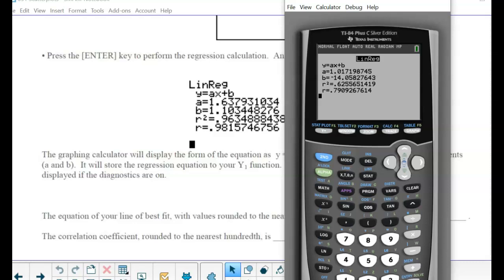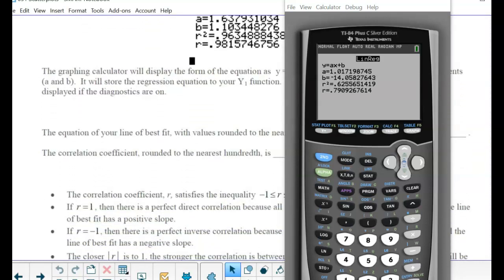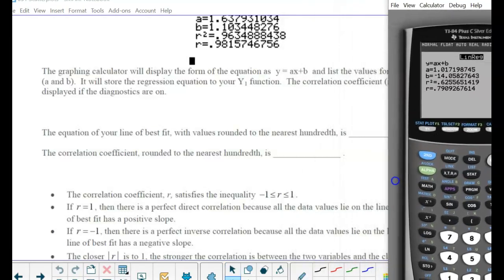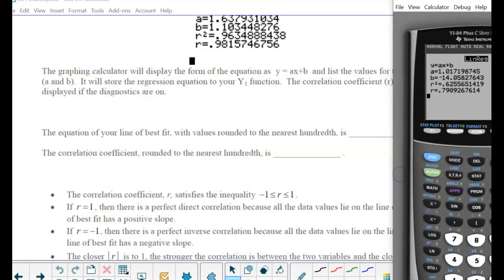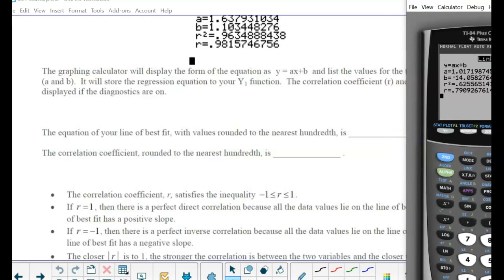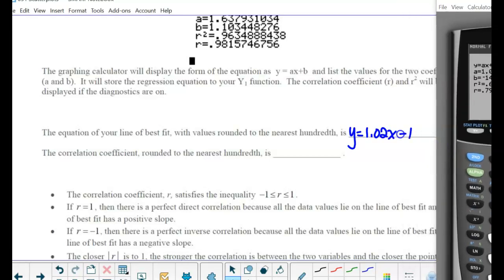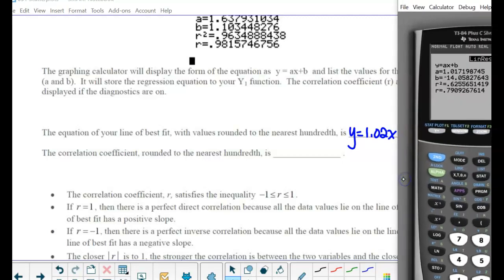Right, so our r value here. The equation of your line of best fit, with values rounded to the nearest hundredth, is what we're going to put in here. So y equals 1.02x minus 14.06. And the correlation coefficient, rounded to the nearest hundredth. So here I'm going to put r, and I'm also going to put r squared.